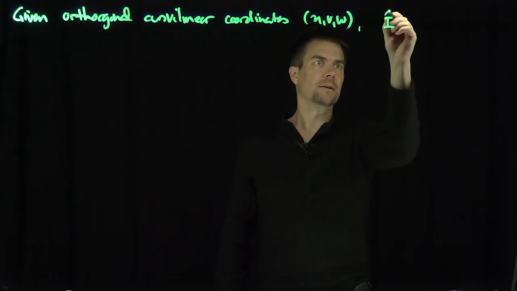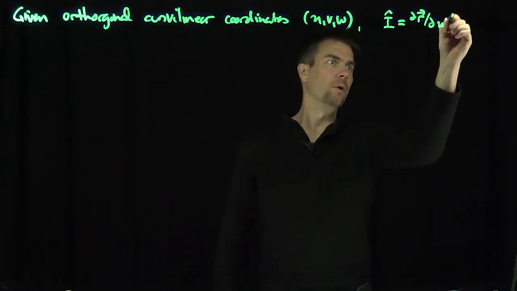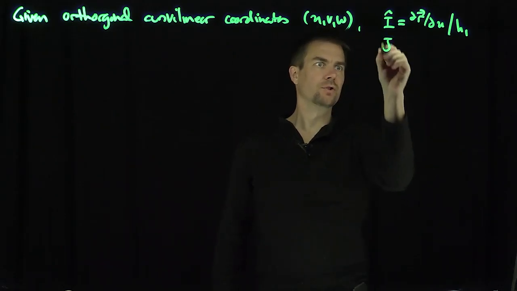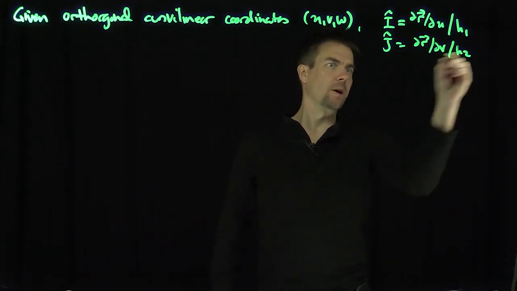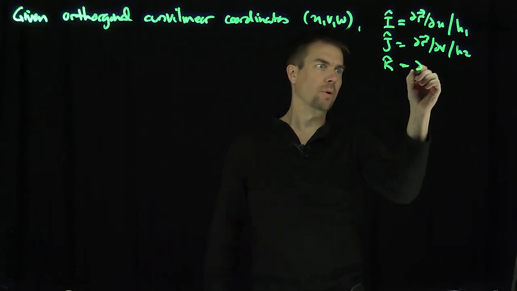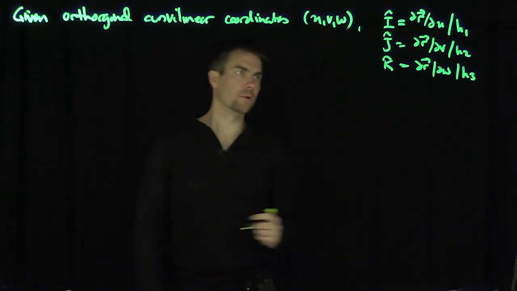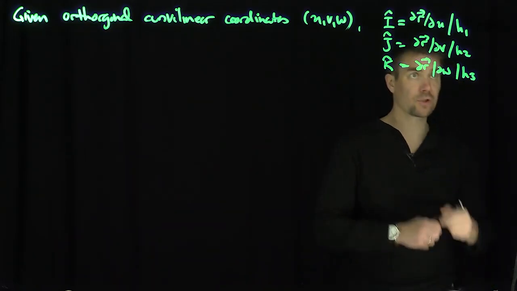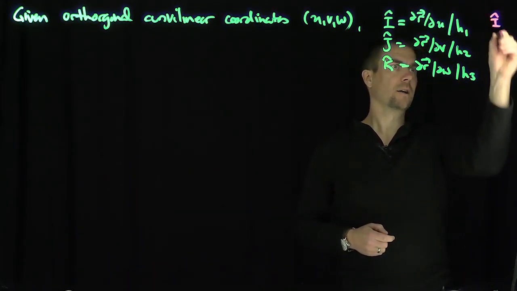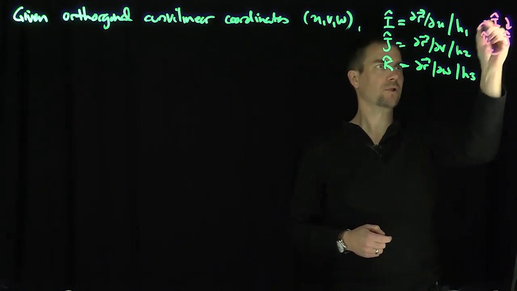We have i hat, which is partial r partial u over the first Lamé coefficient, j hat, which is partial r partial v over the second Lamé coefficient, and k hat, which is partial r partial w over the third Lamé coefficient. So that's our unit tangent vector basis. And we have this standard cross product relationship between these things. Over here we have i hat, j hat, and k hat. So whenever we cross, we go around this configuration just like i, j, and k.